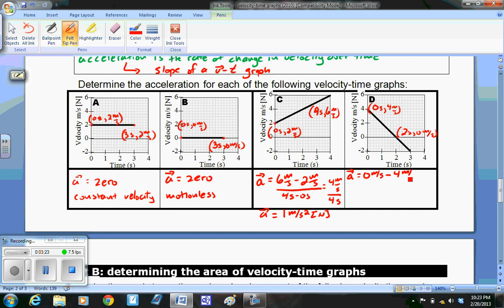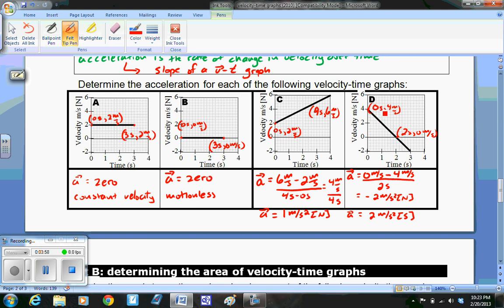So 4 meters per second change is going to be more negative, all over a time of 2 seconds. And when I do that, we're going to get a value of negative 2 meters per second squared northwards. And we can write this as an acceleration of 2 meters per second squared south. So in other words, my velocity is increasing towards the south by 2 meters per second every second.